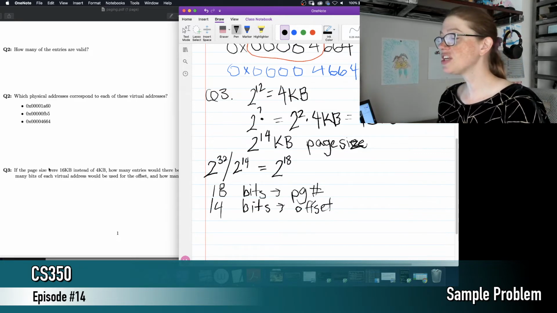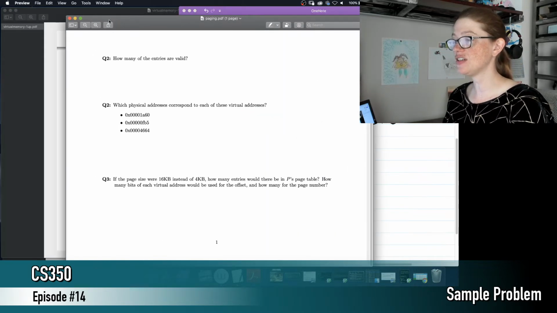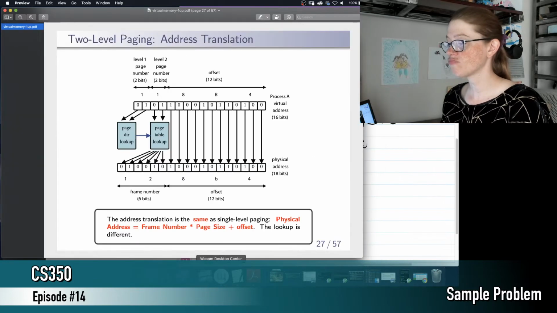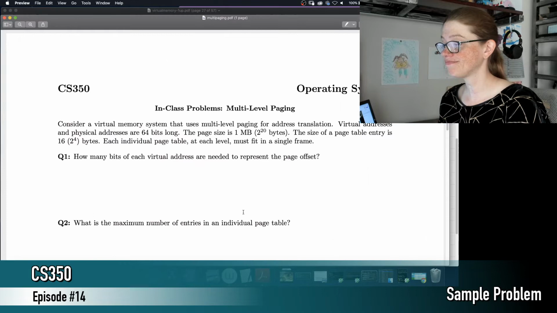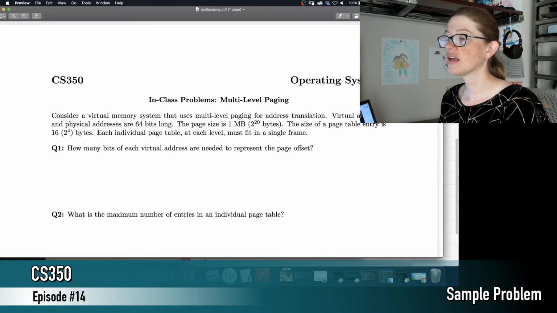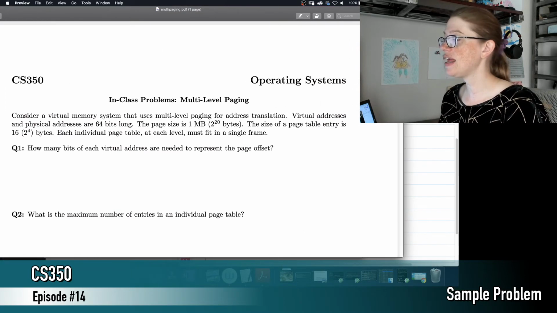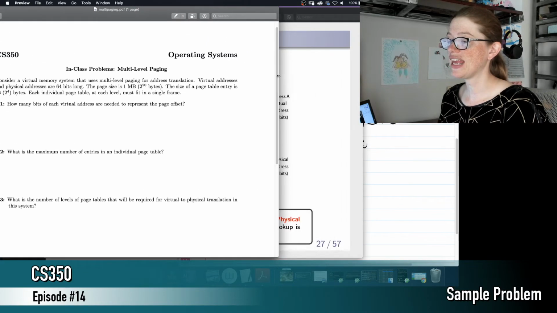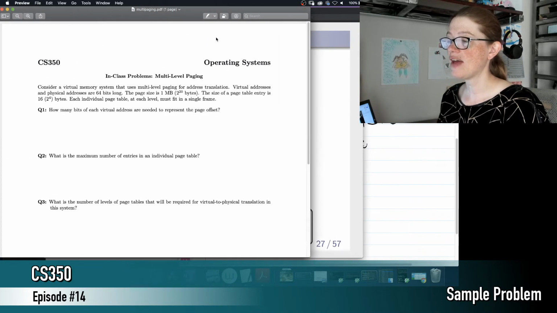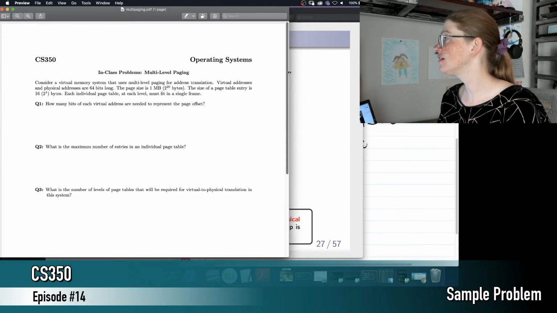Now, we actually gave you a second handout here, so let's go to that one. The second handout is called multi-paging. It's a little bit harder than that one. Just trying to get it at a nice size so everybody can see it here.